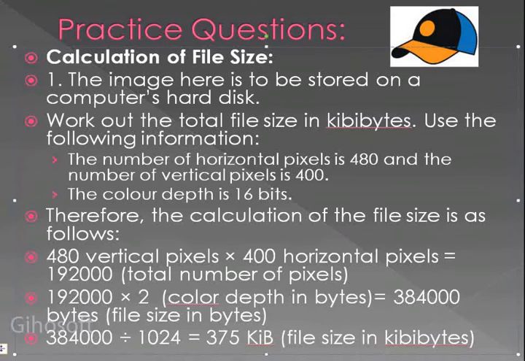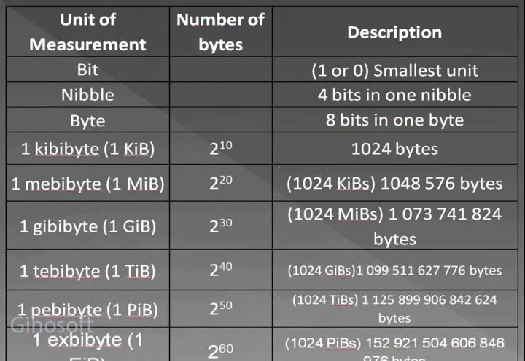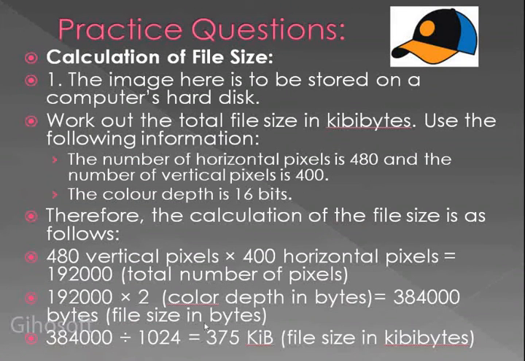And in order to go to kilobyte, as you can see in the table, 1 kilobyte is supposed to be 1024 bytes, so we simply divide the answer, means the file size in bytes, by 1024, and that gives us 375 KiB or kilobytes. This is our final answer, the image file size in kilobytes.